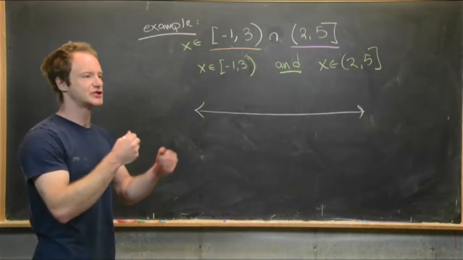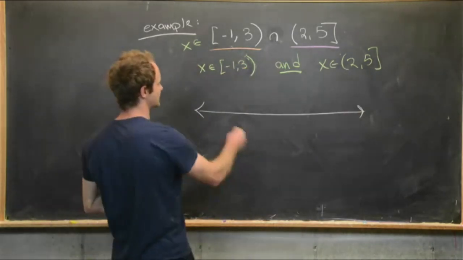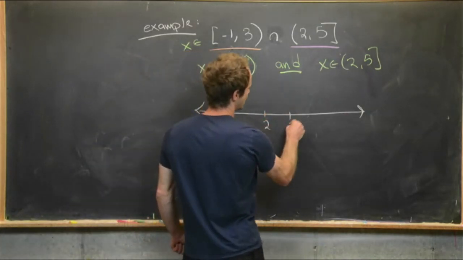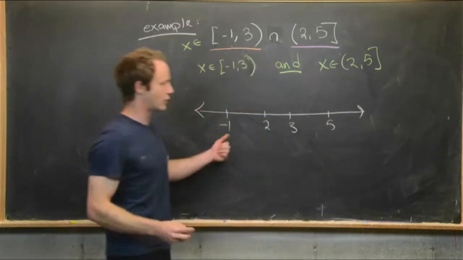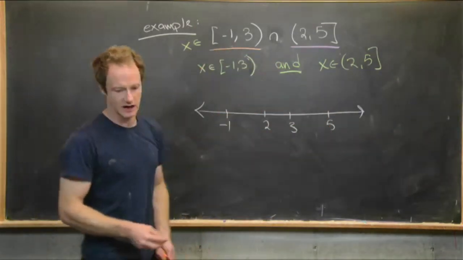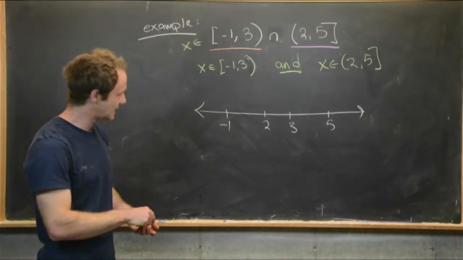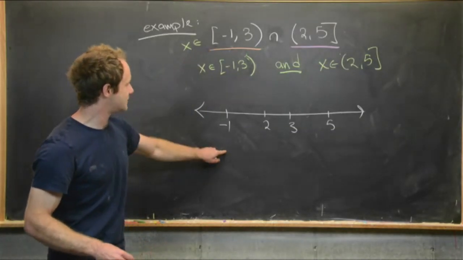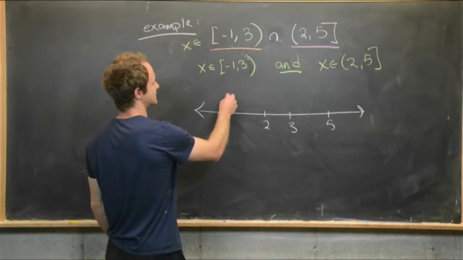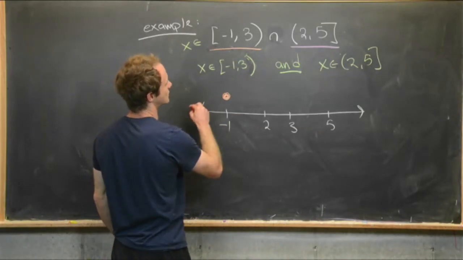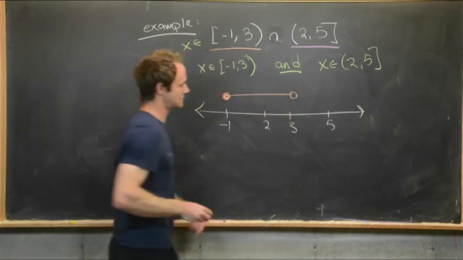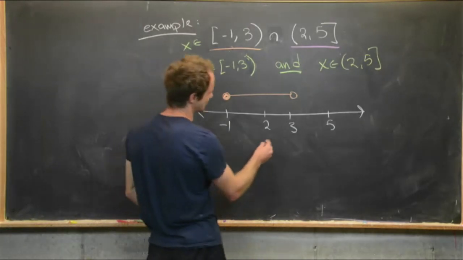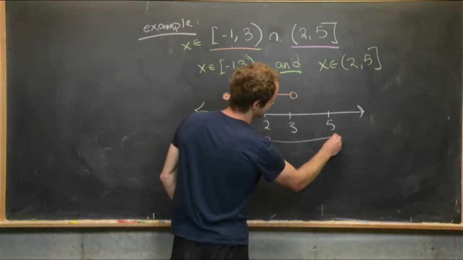except you're going to interpret the picture a little bit differently. So let's put this picture up on the board again. We have -1, 2, 3, and 5. Those were all important numbers because they are the endpoints of these intervals. The one in peach I'll shade above, from this closed circle up to this open circle. And the one in purple I'll put below, from this open circle up to this closed circle.